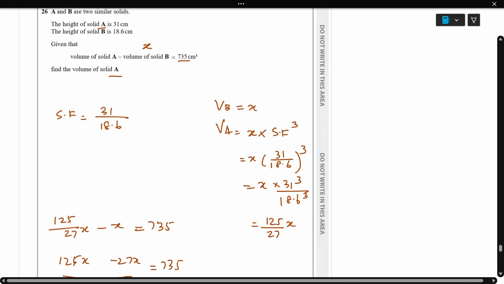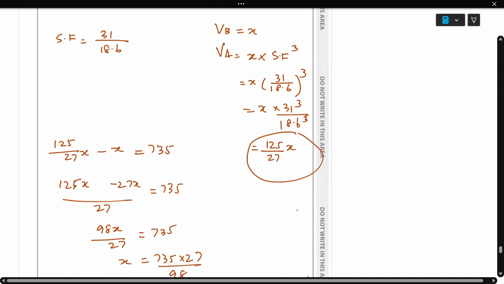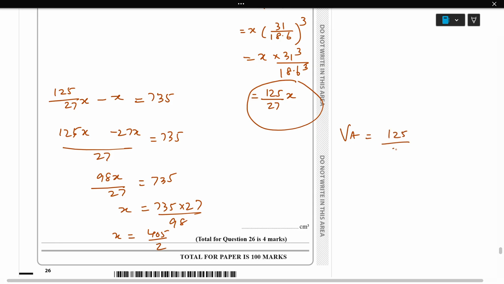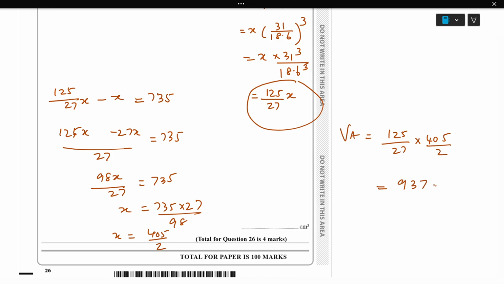So our question is the volume of A. Volume of A is going to be this. So just substitute the x value, we'll get the answer. So volume of A equal to 125 over 27 times 405 over 2. So the answer is going to be 937.5.